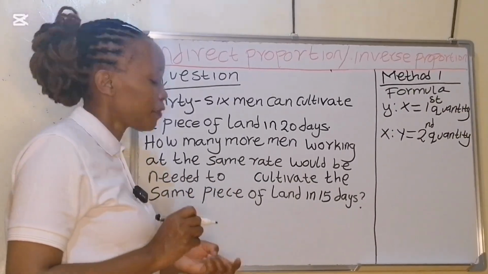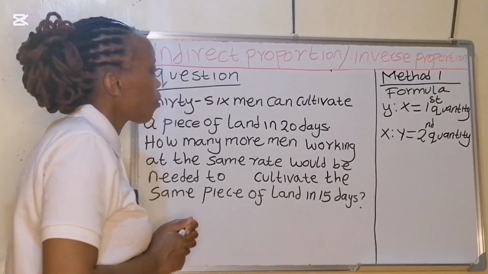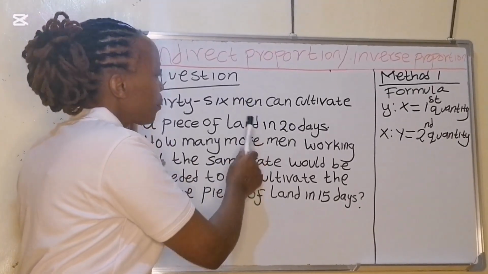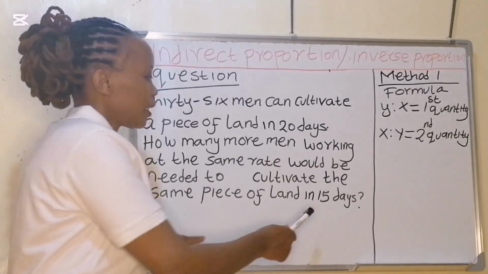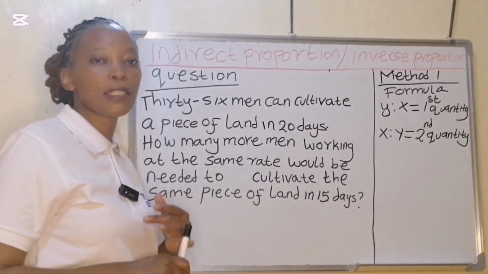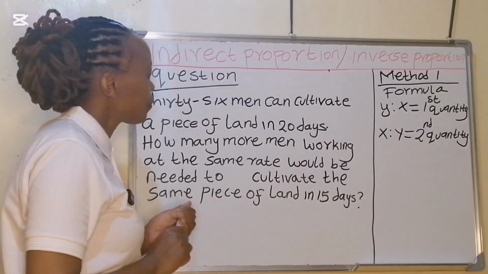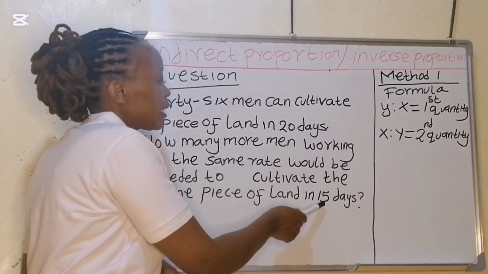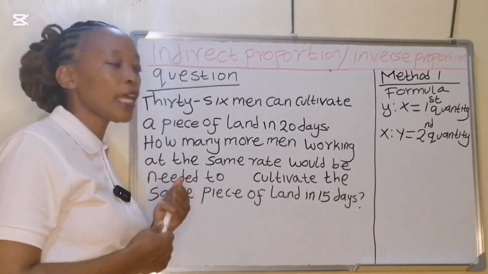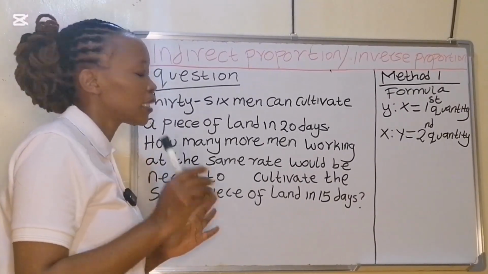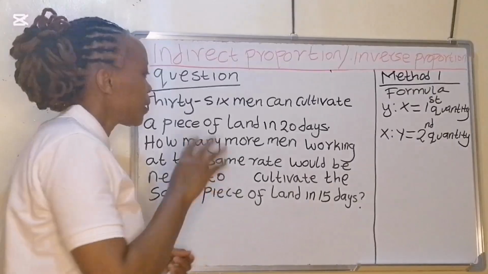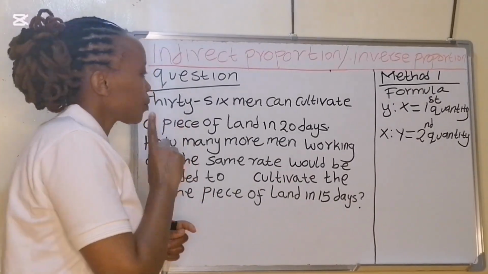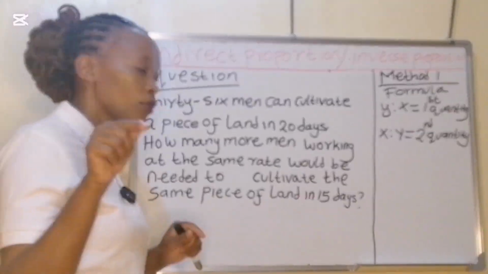So here we have the first quantity and the second quantity. We are comparing two ratios. We are comparing men with number of days. We have number of days and we have men. What we have been given is number of days. We have 20 days, then it decreases to 15 days. So we have been given days, so we have the ratio for days.